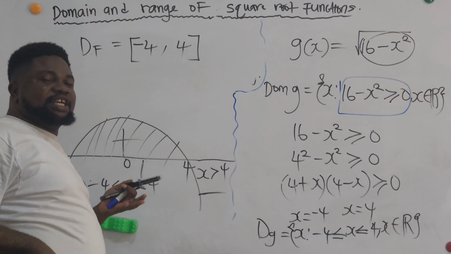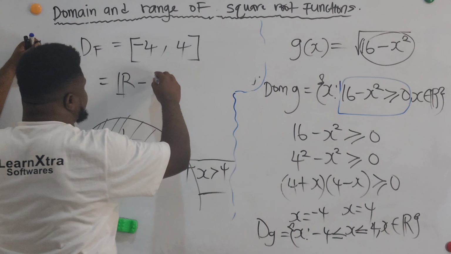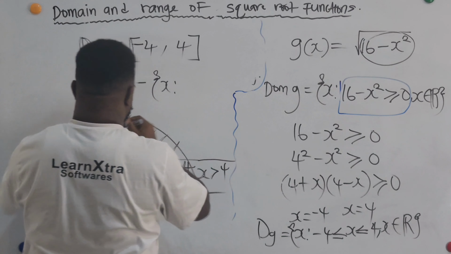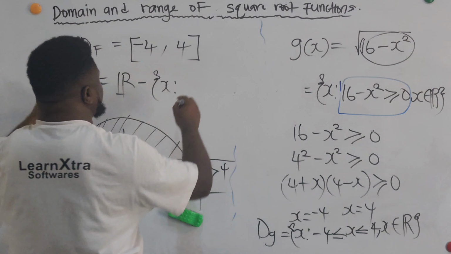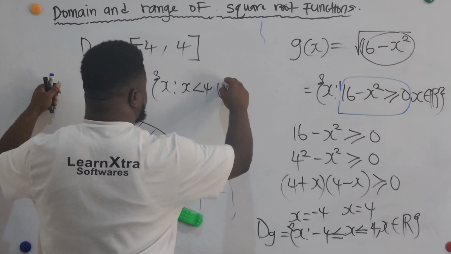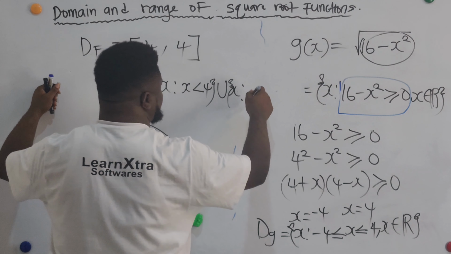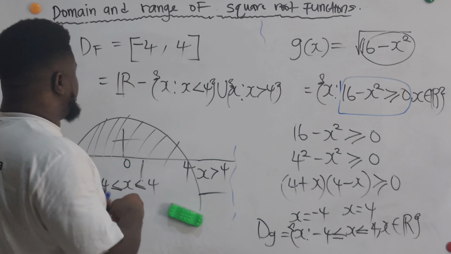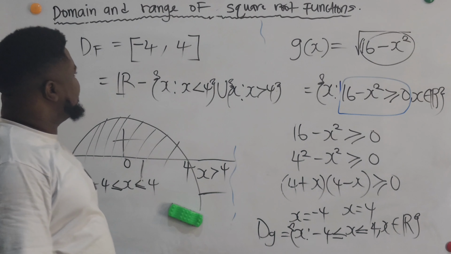Or I can take from the negation. That will be all real numbers except x such that x is less than 4 union x such that x is bigger than 4. That is also my domain, but this last one seems confusing. Take the one you understand.